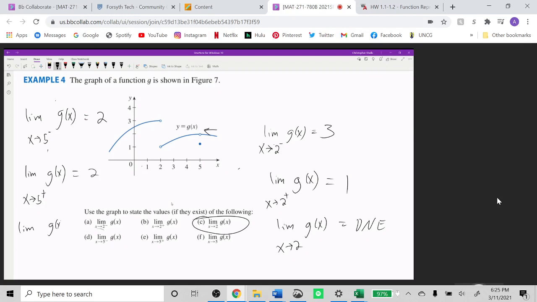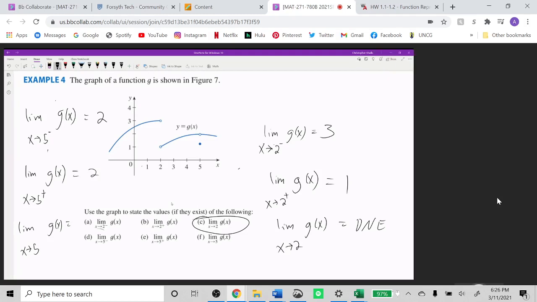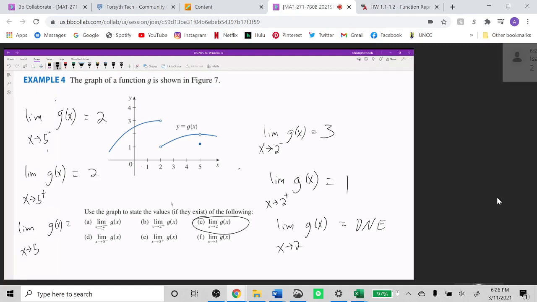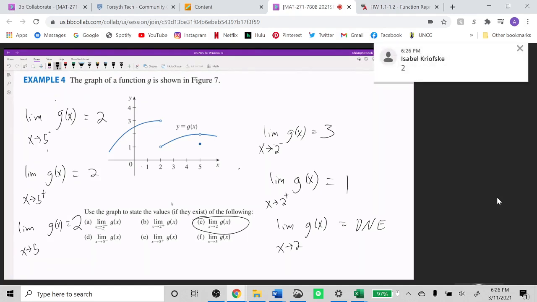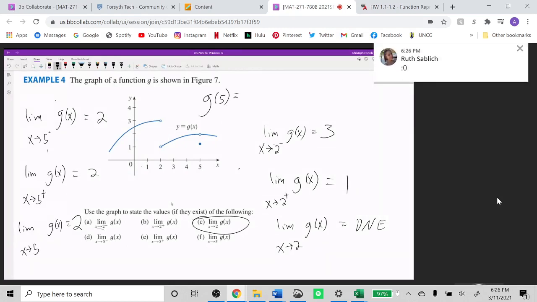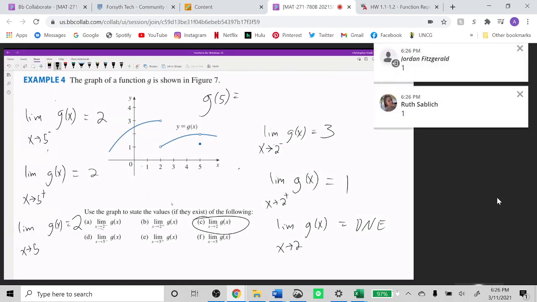What's the limit of g of x as x approaches 5? If my two one-sided limits are equal to each other, then my limit is the value that those two one-sided limits are equal to. What is g of 5? G of 5 is 1.